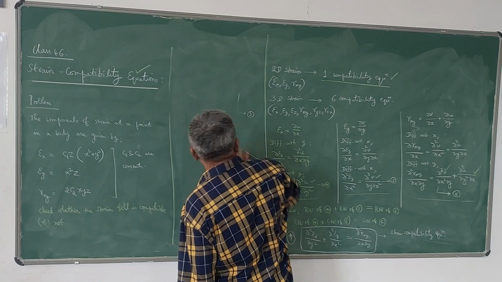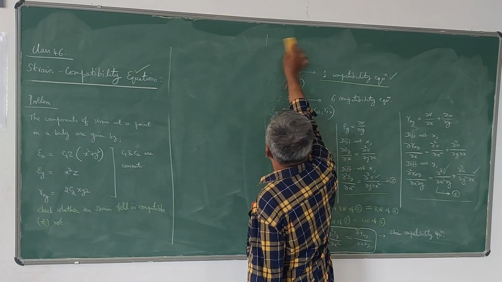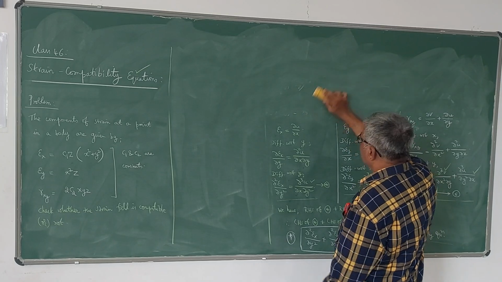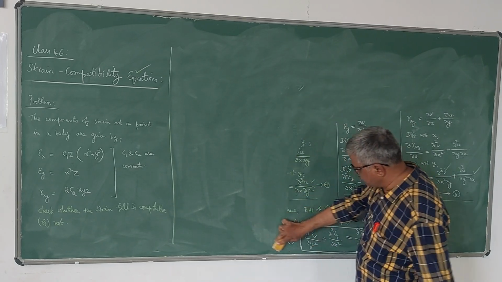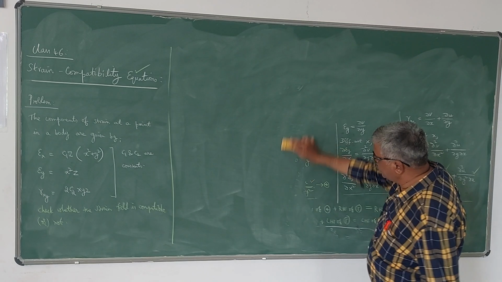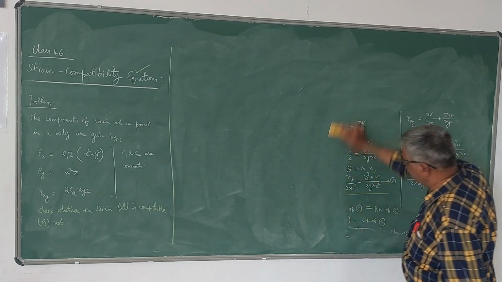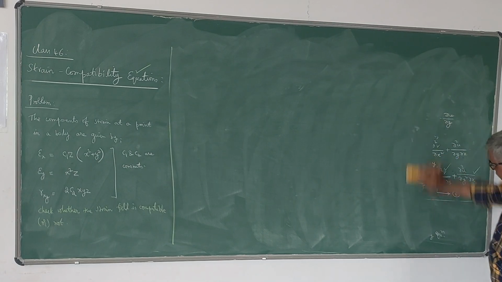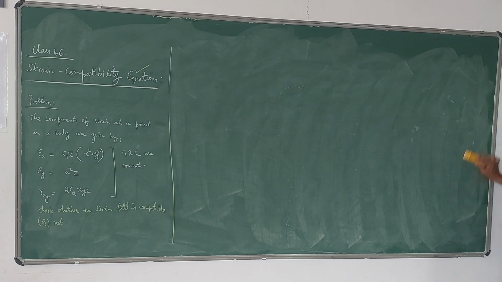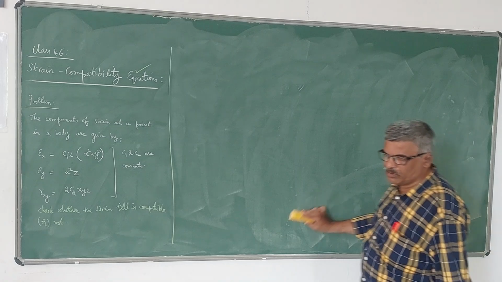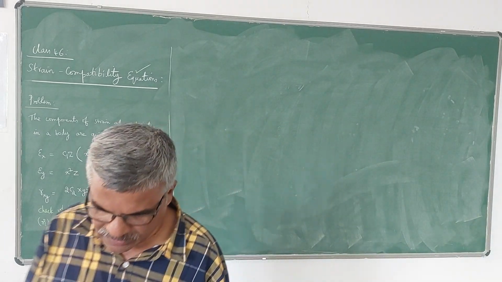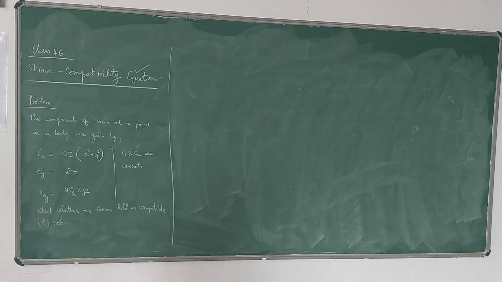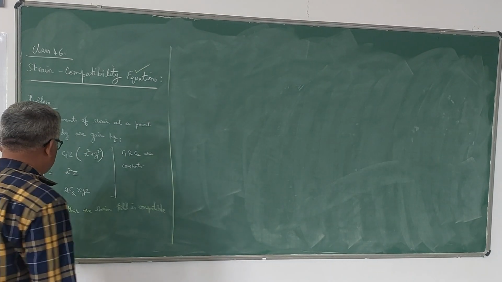The equilibrium equation is different, the compatibility equation is different. In structural analysis also, indeterminate structures are analyzed using compatibility equations. Equilibrium equations we can use to analyze statically determinate structures, whereas statically indeterminate structures are analyzed using equilibrium equations along with compatibility equations. The slope deflection method and the moment distribution method all use this compatibility equation.